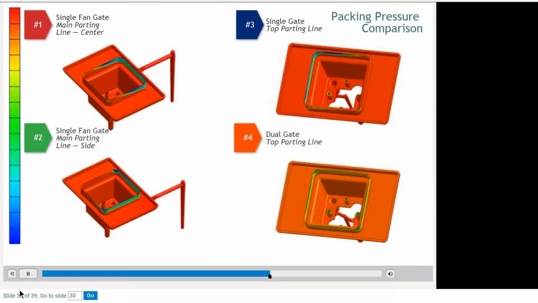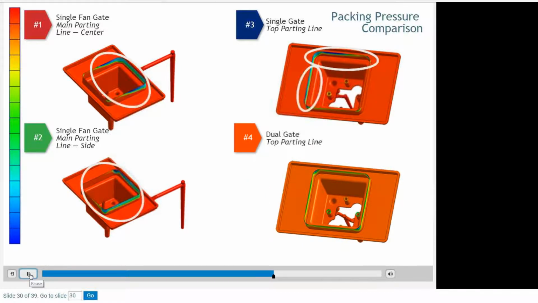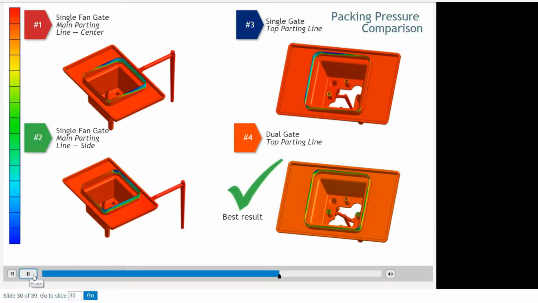Here, in a side-by-side comparison, you can clearly see that the dual gate has the optimal packing distribution of the four examples. The material in the thin skirt section freezes quickly, so it cannot be packed out. This is the cause of the low pack pressure immediately after the cavity is filled. In the dual gate example, the thin skirt section fills last, so the polymer material there has a higher temperature, resulting in higher pressure in the packing phase.